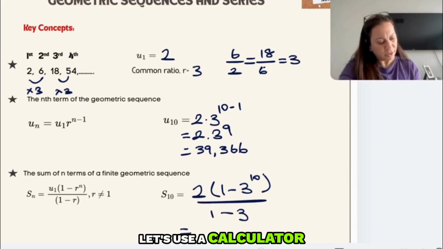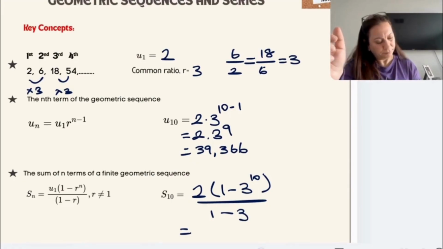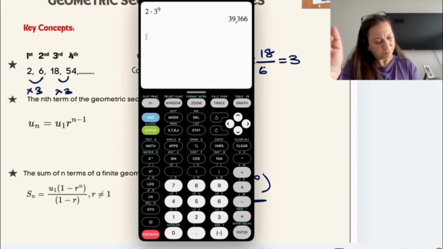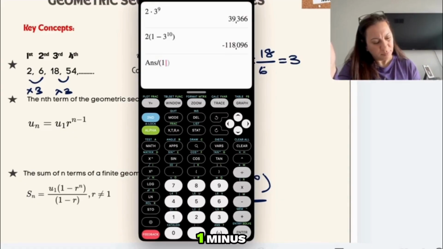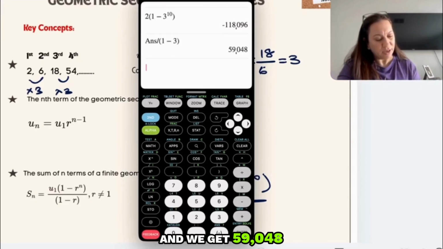let's use a calculator. 2 times 1 minus 3 to the power of 10, divided by 1 minus 3, and we'll get 59,048.